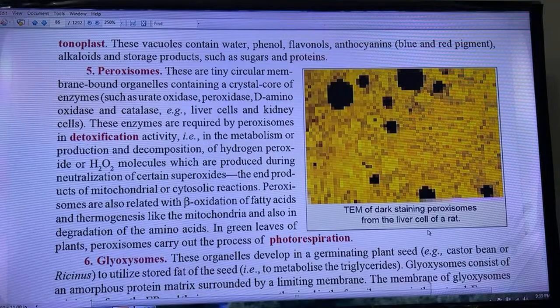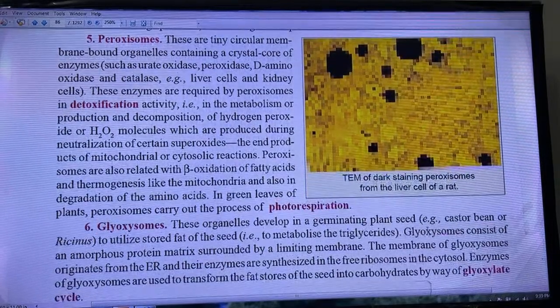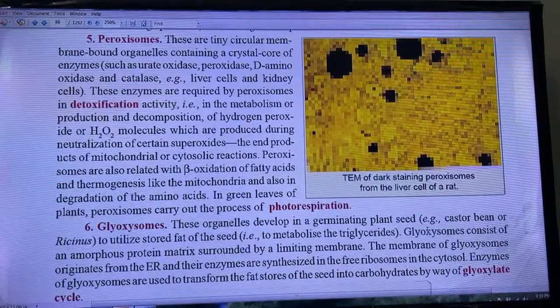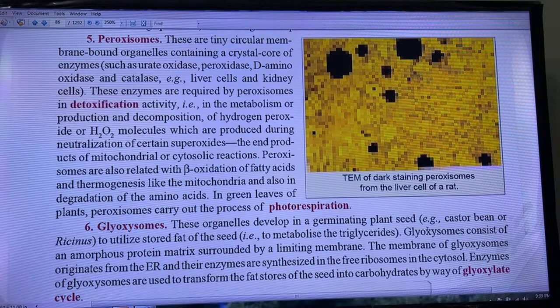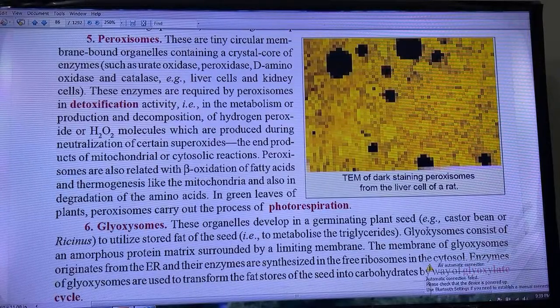Peroxisomes. These are tiny cellular membrane-bound organelles containing crystalline core enzymes such as urate oxidase, peroxidase, deamino oxidase, and catalase. For example, in liver cells and kidney cells.